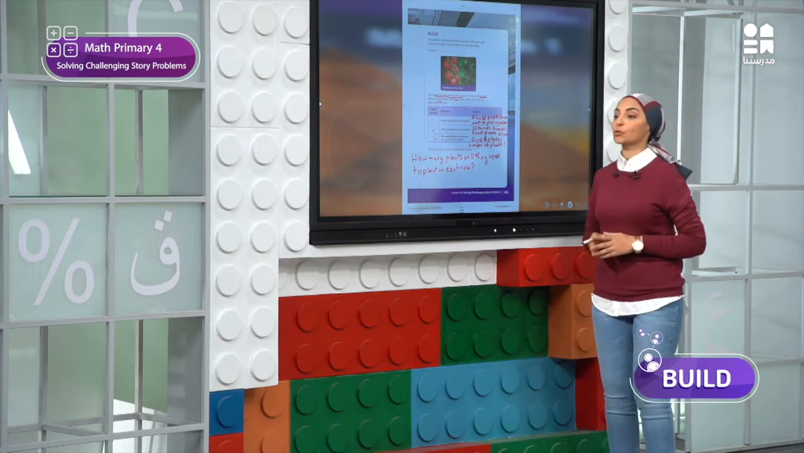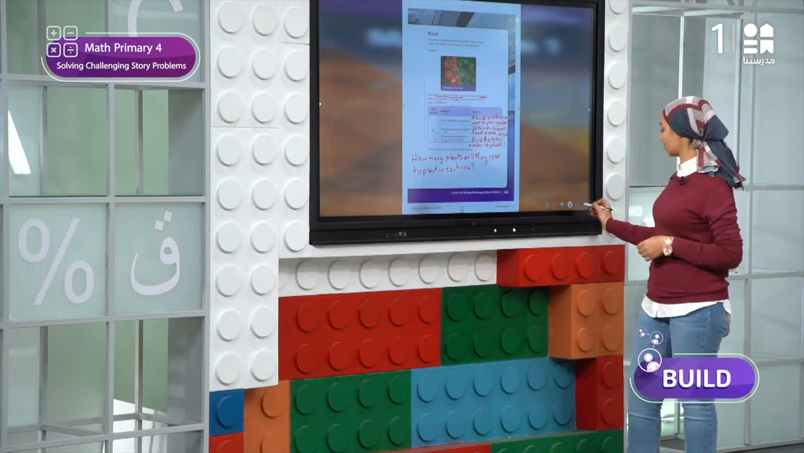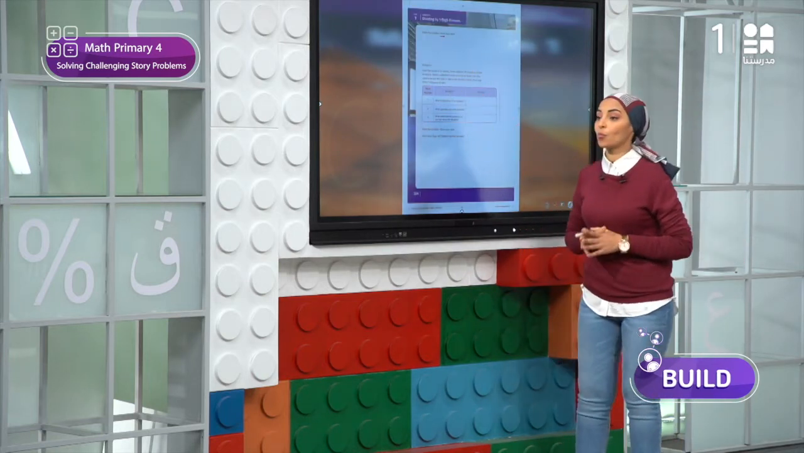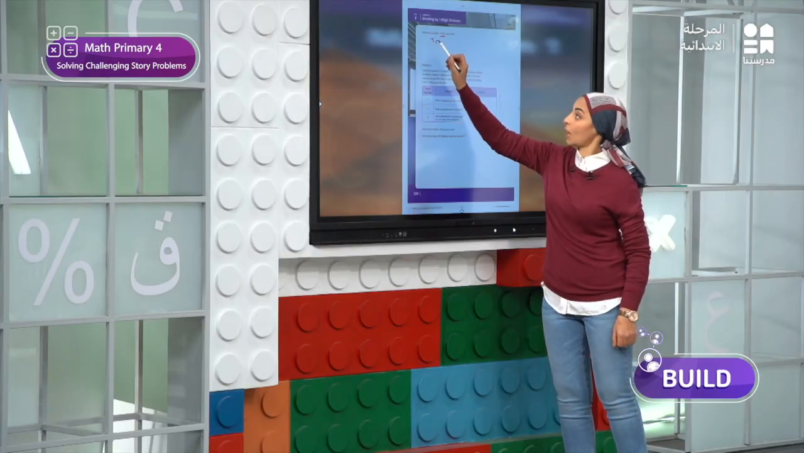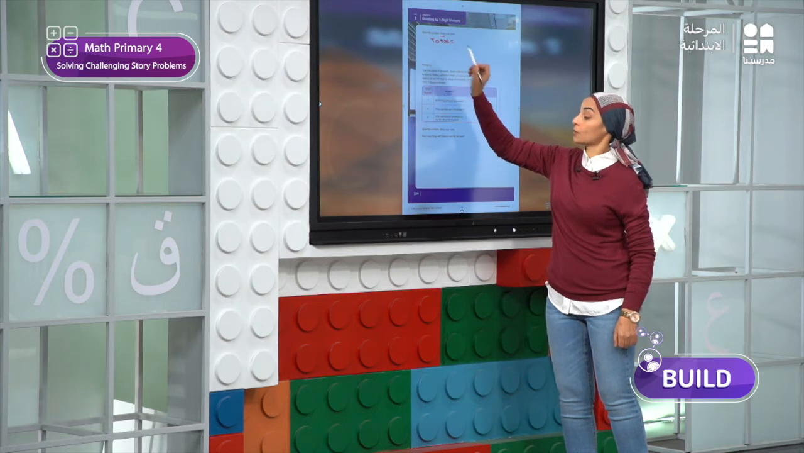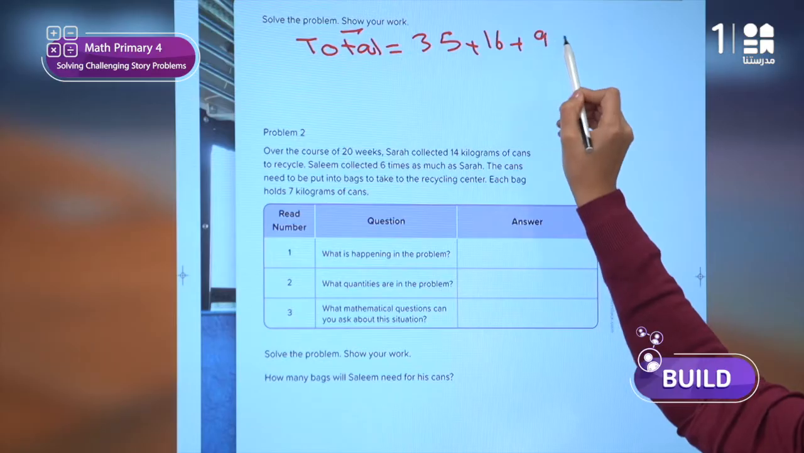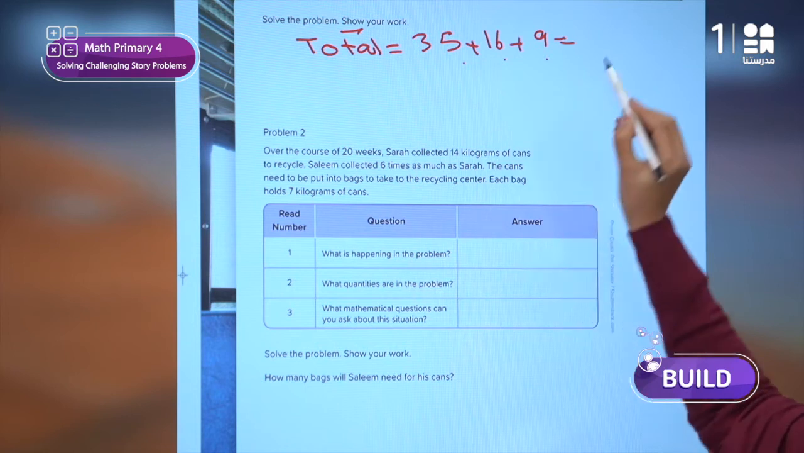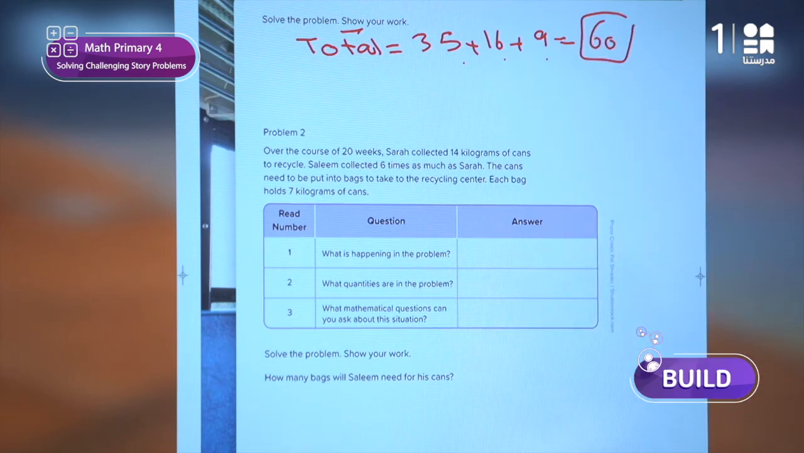Okay, now first we need to find the total number of plants. Let's solve it together. Here I will write the solution. First, I need to find the total. To find the total I will add all the numbers, right? 35 plus 16 plus 9. So the answer will be what? If you add these three numbers, you will find that the answer is 60, and this is the total number.